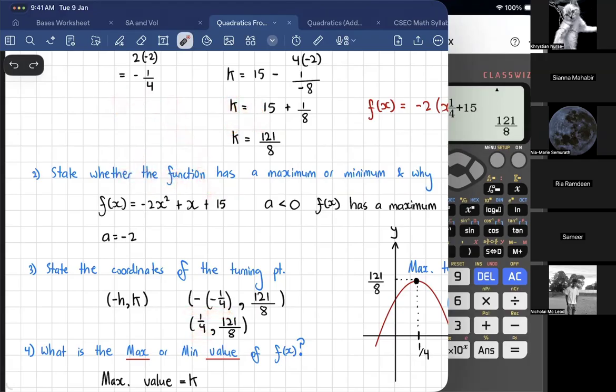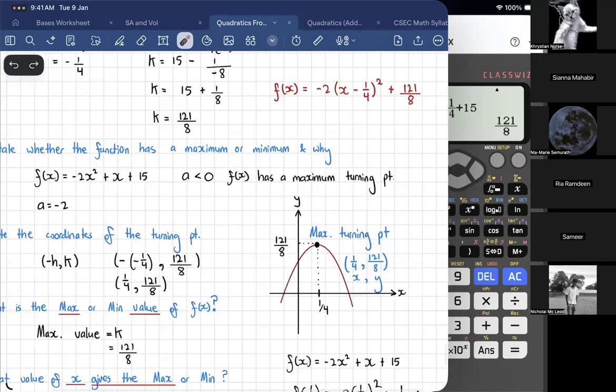So that's a common mistake students would make. They would just write -1/4 because they see a negative h. But -1/4 is just h. We need to find negative h. So that's going to be the negative of -1/4, which is simply 1/4. Negative or negative is our plus. And then you write what k was. We found k to be 121/8.